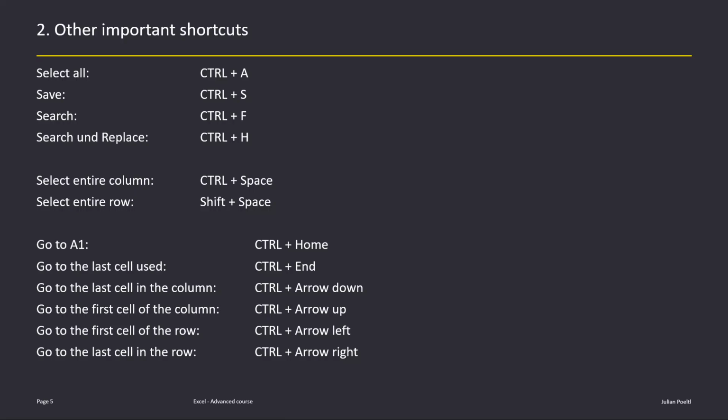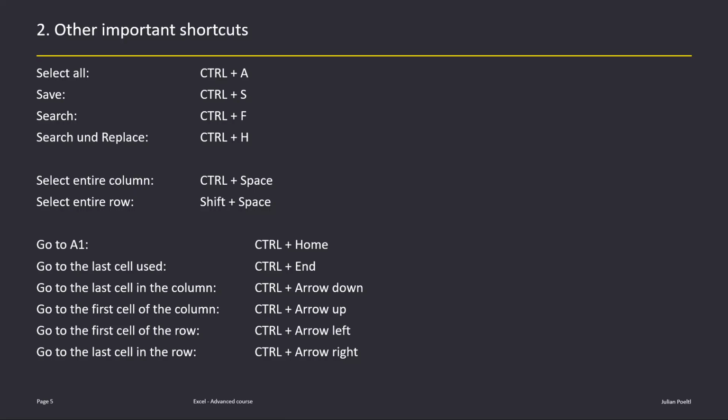If you want to select everything on your worksheet, you need to press Ctrl A. Save your worksheet is Ctrl S. Search is Ctrl F. Search and replace is Ctrl H. If you want to select an entire column, click Ctrl space, and for entire rows, click Shift space.